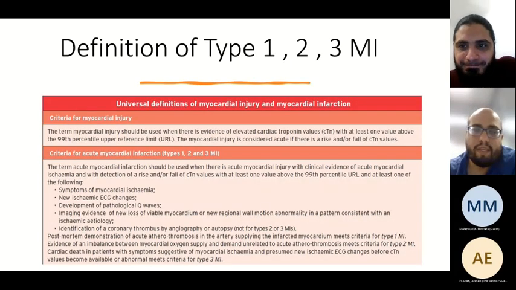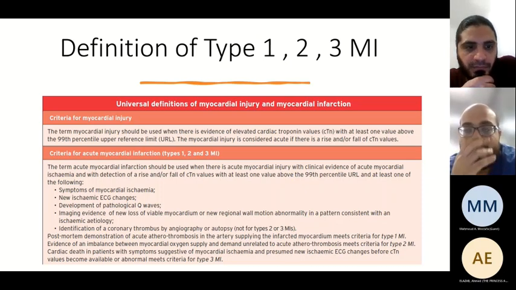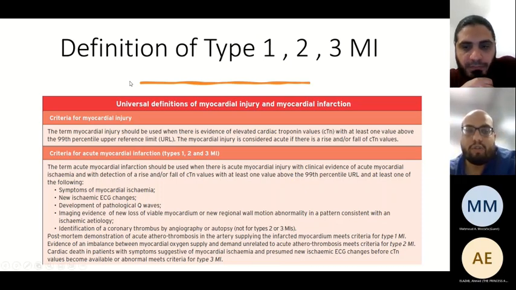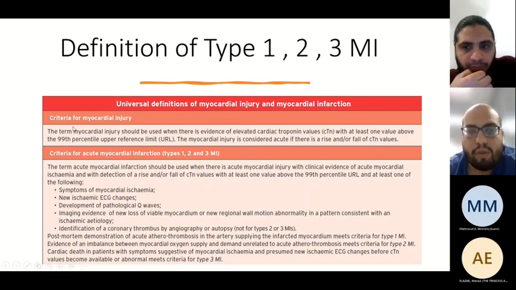Now, this is basically a screenshot of half of the definition. There is a lot of information here, but I'm going to break it down in the next few slides. I'm putting this here just to get one thing to take away from this slide. The universal definition of MI constitutes that you need to have a myocardial injury, which, as we were discussing in the 2 slides before, is an elevated cardiac troponin value, at least one value above the upper reference limit.